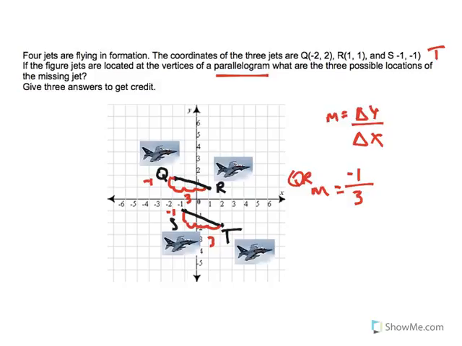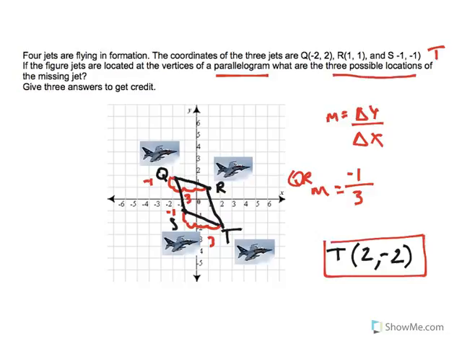And I find out what that point is. That point T is (2, -2). And then I can connect the other 2 points just to make sure it looks like a parallelogram. And it does. The problem tells us that we have to find 3 possible locations in order to get credit. But it's okay, ignore that part. The answer is T here.